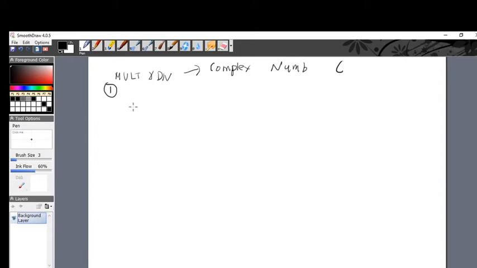Problem number one looks like this, and it's going to look almost exactly like a binomial times a binomial that we've had recently with just regular x's. Negative 2 plus 6i times 4 minus 3i. So here we go. This is our multiplication situation.